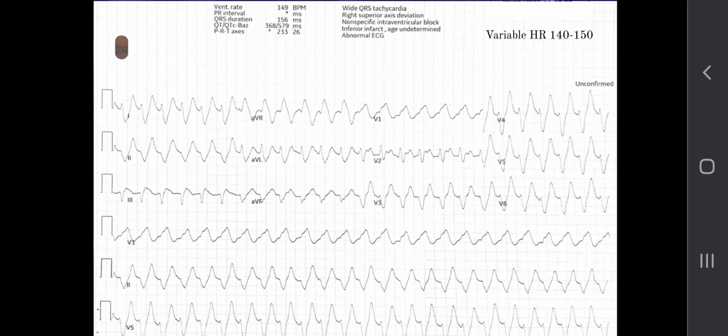Here's a close up of that. And if you're looking here, the heart rate is over our 120, 130 mark. QRSs, they're not too wide. So people could see why this may be ventricular tachycardia, but the physician really keyed in on that variable heart rate between 140 and 150.